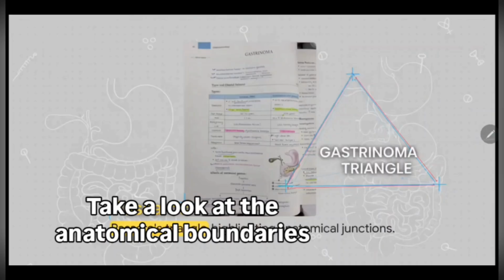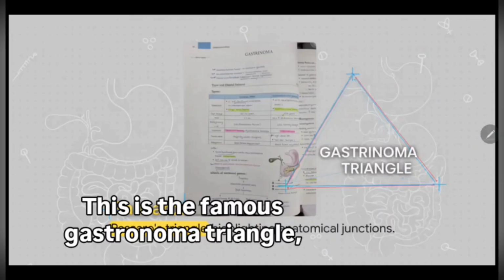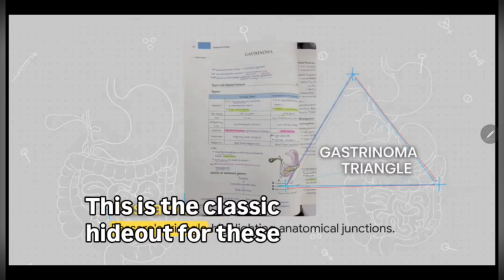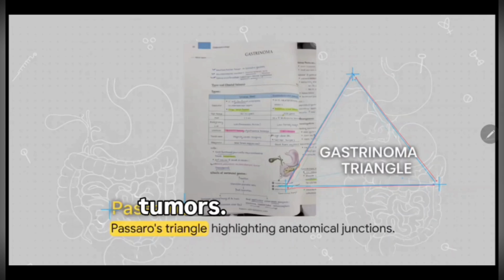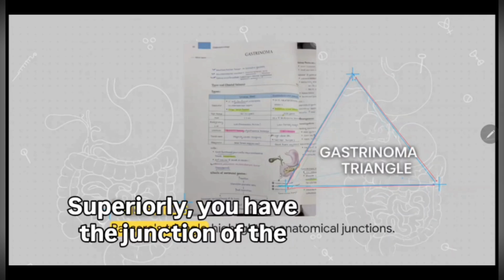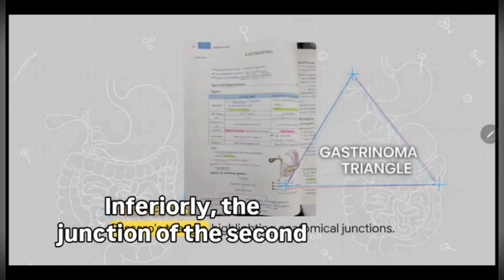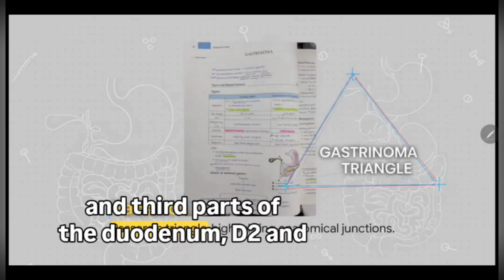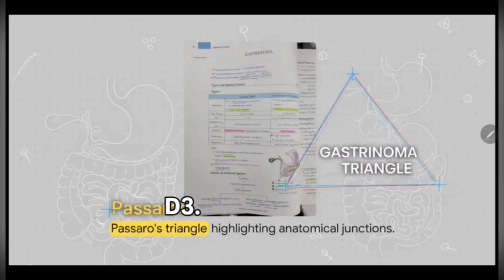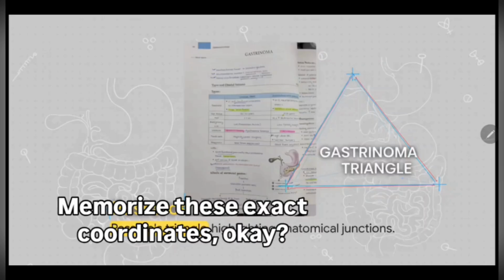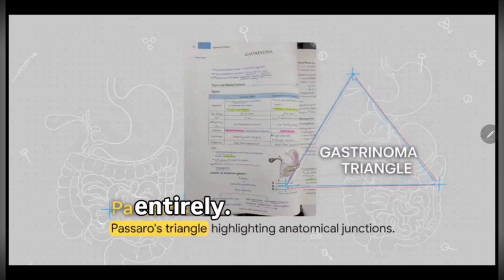Take a look at the anatomical boundaries mapped out here. This is the famous gastrinoma triangle, also known as Passaro's triangle. This is the classic hideout for these tumors. Just trace the points with me. Superiorly, you have the junction of the cystic duct and the CBD. Inferiorly, the junction of the second and third parts of the duodenum, D2 and D3. And medially, the junction of the neck and body of the pancreas. Memorize these exact coordinates, okay? Because our surgeons rely on them entirely.